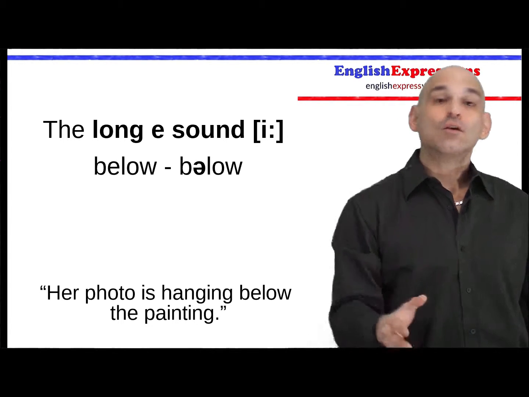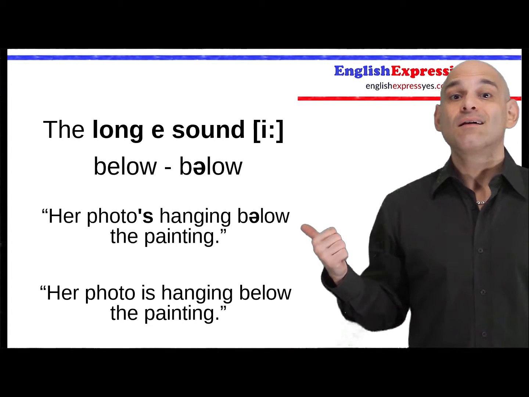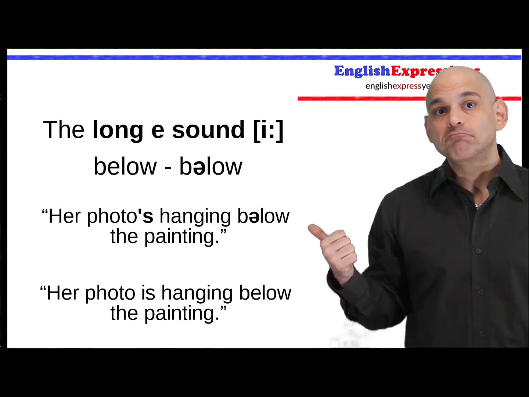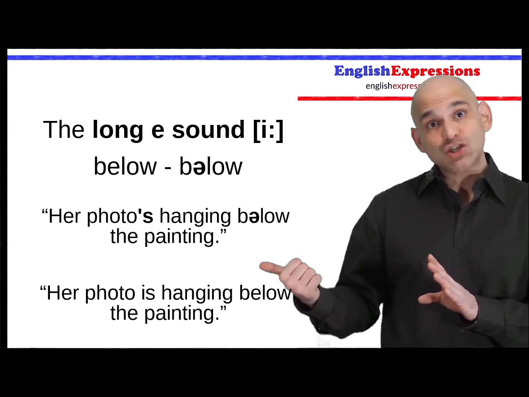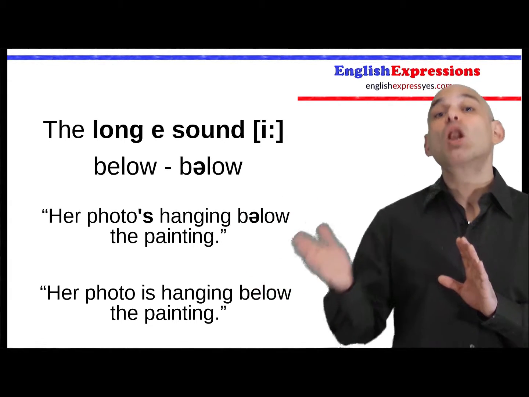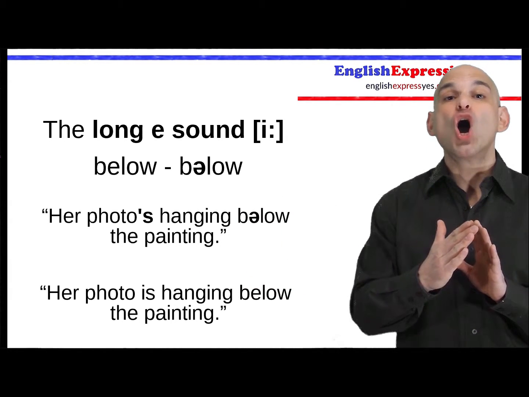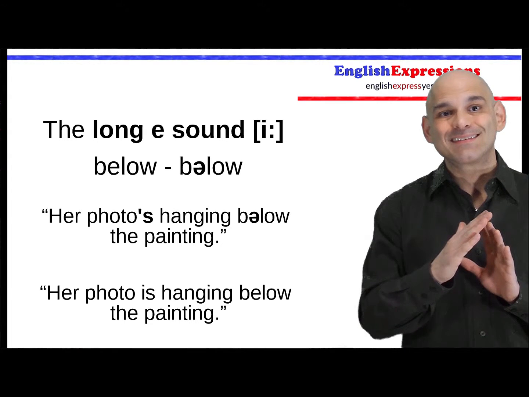No, we don't say that. We say her photo's hanging below the painting. Her photo's. So her photo is? No, we use the contraction. Her photo's hanging below. We use schwa, below the painting.